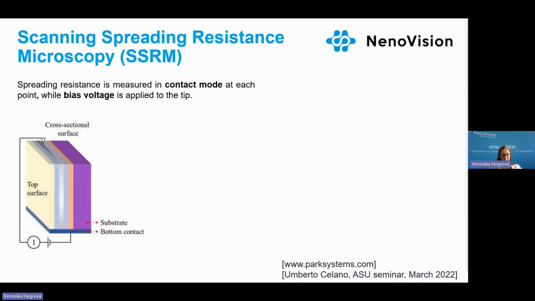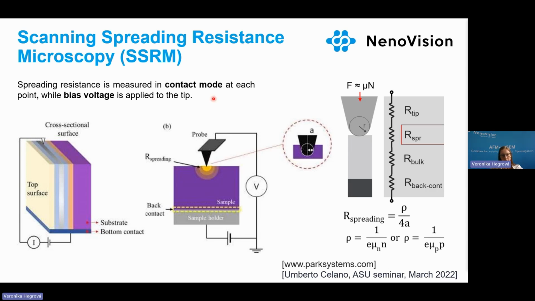Scanning spreading resistance microscopy, what is this technique? Technique-wise, the analysis is similar to conductive AFM. You also need to connect the sample well in order to have a good understanding of what we are analyzing. And we analyze in contact mode. Depending on how we push with the probe, we are generating a spreading resistance, which we analyze. And the spreading resistance can then be recalculated to the dopant concentration.